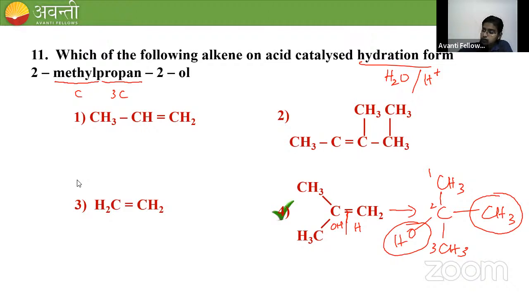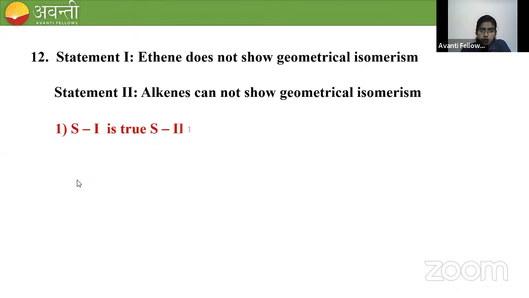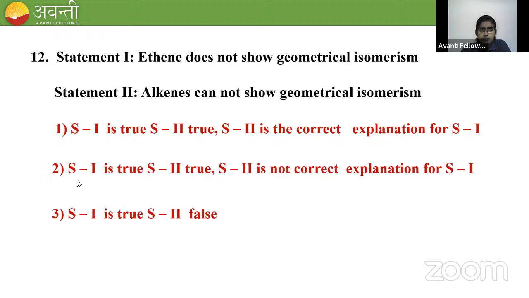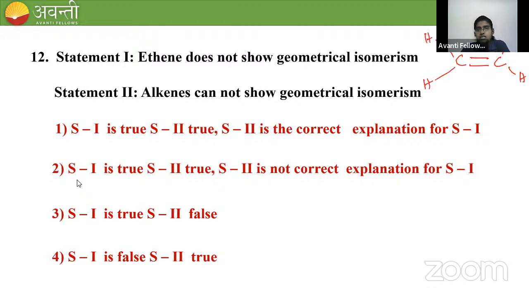Got it? Now moving on to the next question, that is question number 12. It is a statement type question. Ethene does not show geometrical isomerism and alkenes cannot show geometrical isomerism. So ethene, what is the formula for ethene? It is C double bond C, H, H and H, H, right? CH2 double bond CH2. This is ethene.